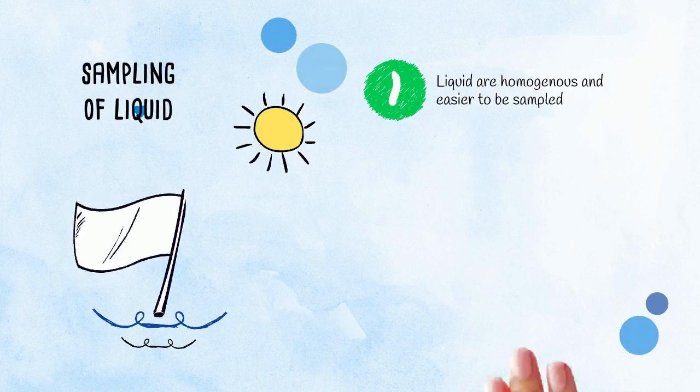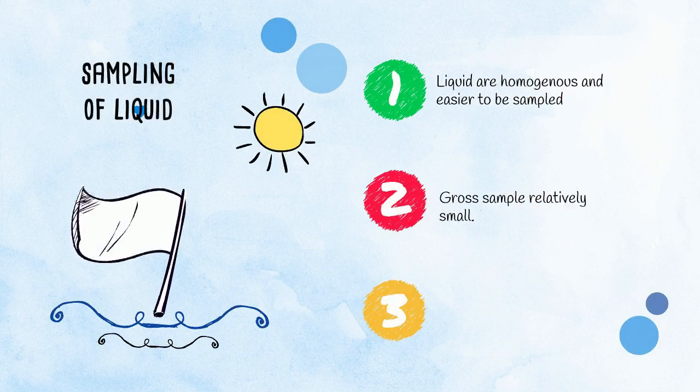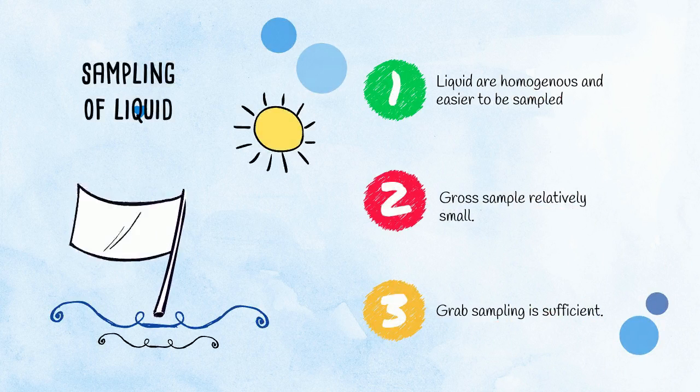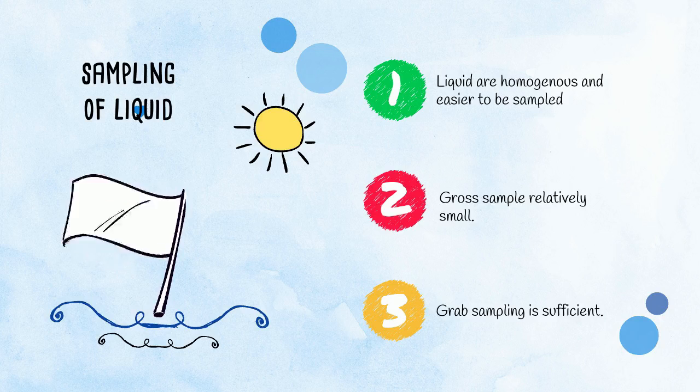Now we move to sampling of liquid. Liquids are homogeneous and easier to sample compared to solids, and the gross samples are relatively small. So doing grab sampling is considered sufficient.